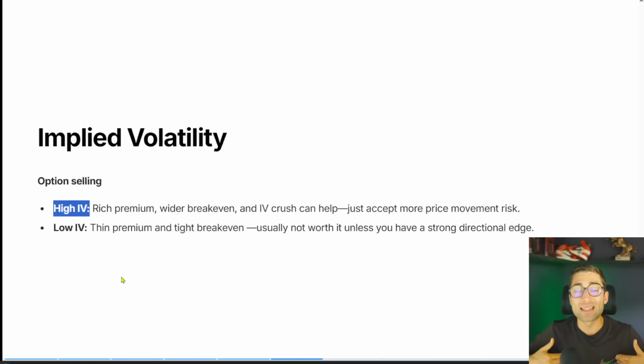So again, we come back to that same idea. High IV requires a good entry. So the higher the IV, the better your entry and execution needs to be, or else you're taking on too much risk that's going to backfire one day.